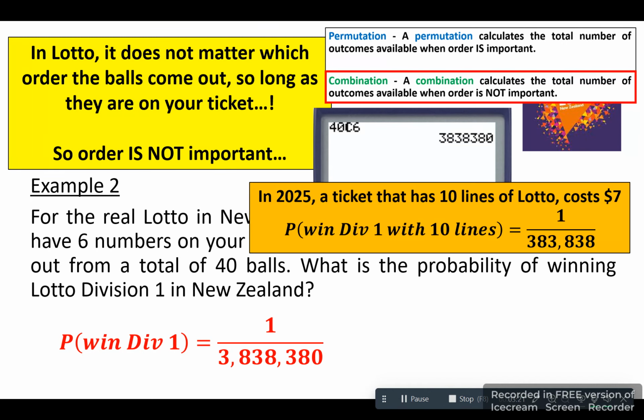Now, in 2025, a ticket that had 10 lines of lotto cost $7, and so the chance of you winning is 1 chance in 383,000.